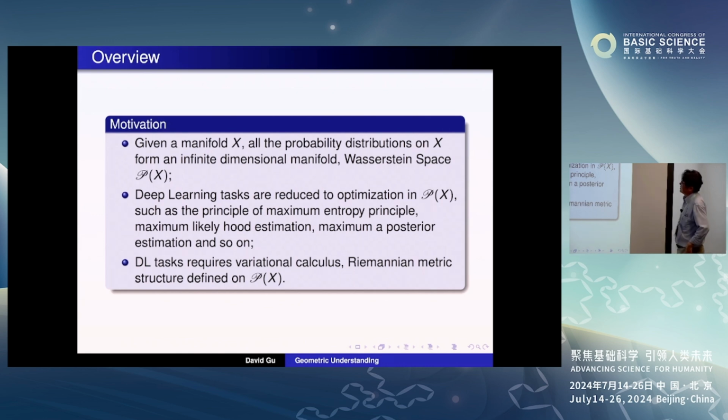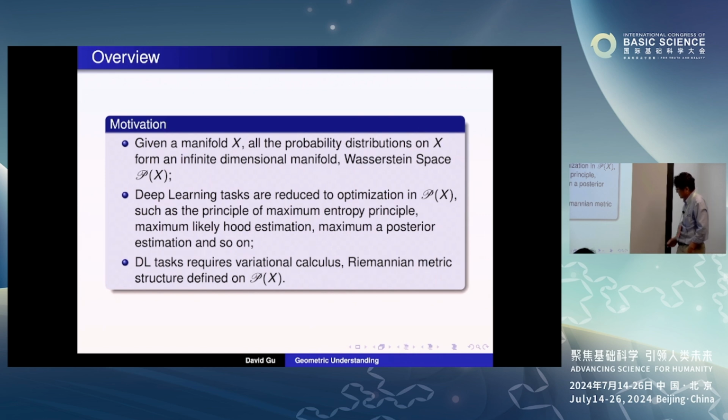For optimal transport, here we do a brief review. Given a manifold with a Riemannian metric, we consider all the probability distributions on this manifold. All the distributions form an infinite dimensional manifold, which is called the Wasserstein space. Deep learning basically tries to do optimization in this Wasserstein space. For example, the conventional maximum entropy principle, maximum likelihood estimation, and maximum posterior estimation are all doing variational optimization in this space. So we need to define absolute derivatives in this space, or covariant calculus. Optimal transport gives you such a theoretical framework.